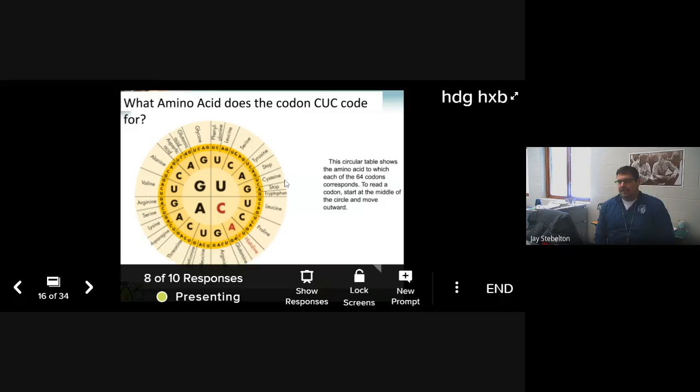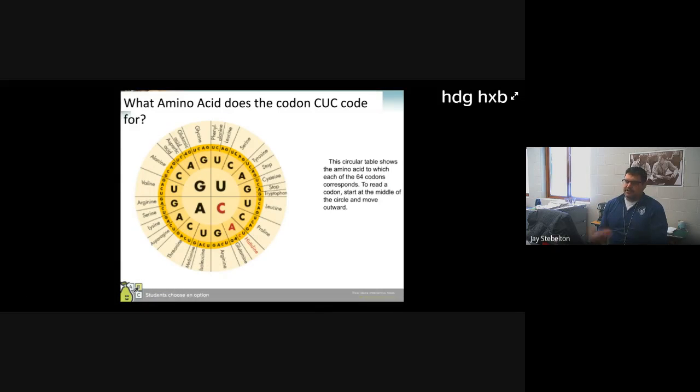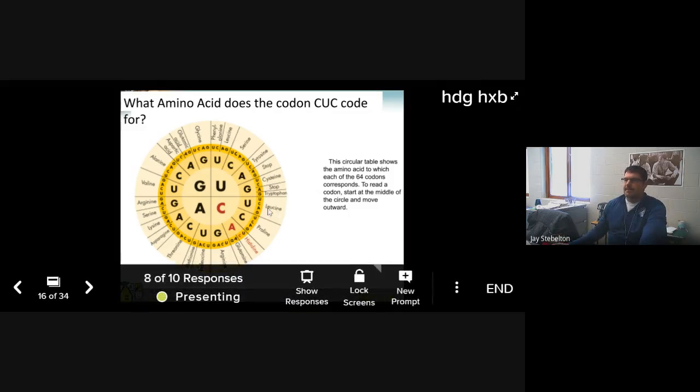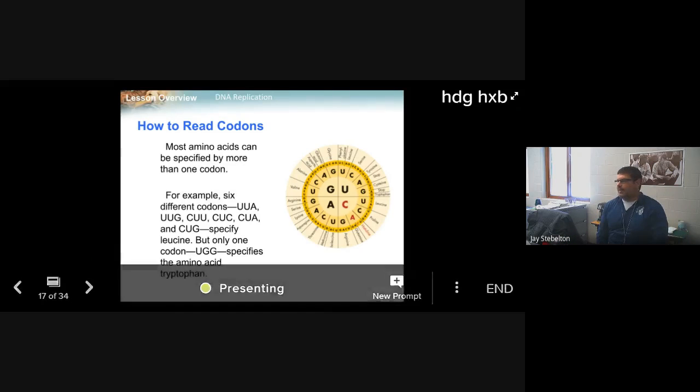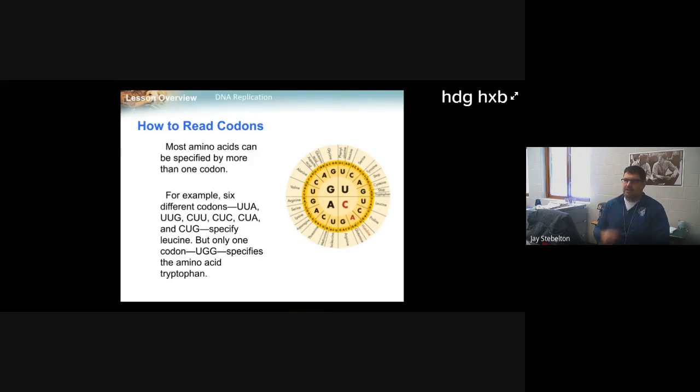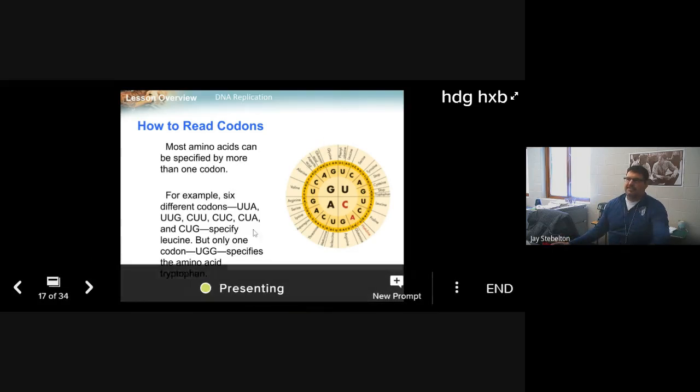Good job again. Now remember, that's why we were saying sometimes you can have more than just one 3-letter codon code for the same amino acid. Leucine has at least 6 3-letter codons that code for it. So that's what this is saying right here. Most amino acids can be specified by more than just one codon. There's 6 different codons that code for leucine.